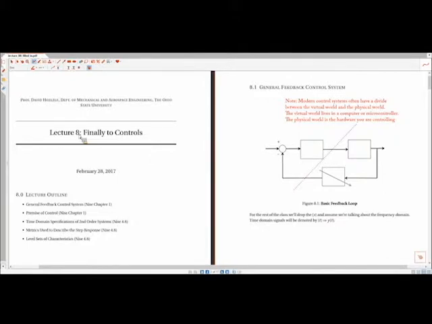this is controls. This is now we're starting to integrate everything together, and now we're starting to look at how this can be integrated with microcontrollers, computers, etc. So multiple systems, all combined together to perform some sort of desired task, right?